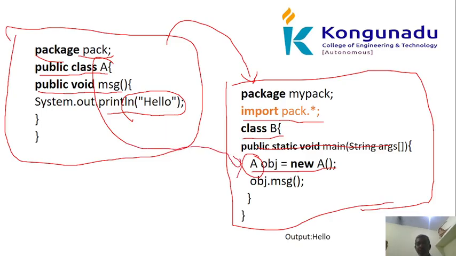Okay, so A object equal to new of A. This is class name, object name equal to new of your class name, and then object dot message. So object dot message means this method will be accessible here. Actually, if you didn't import, you will get the error. Suppose you import this package into this package, you will get the output like this: hello, which is given in package one. Okay, so this is one way to access the package.